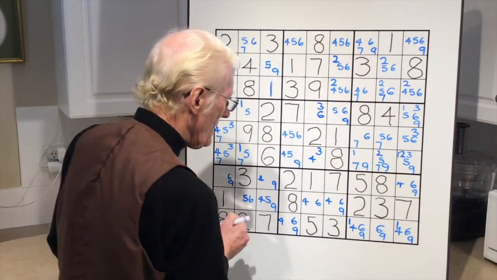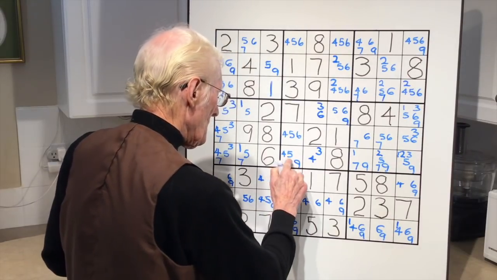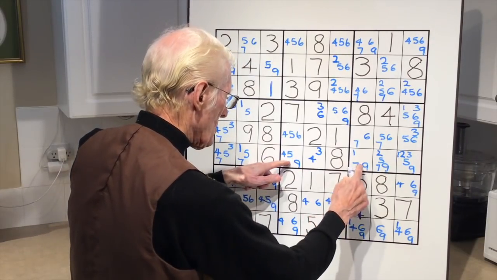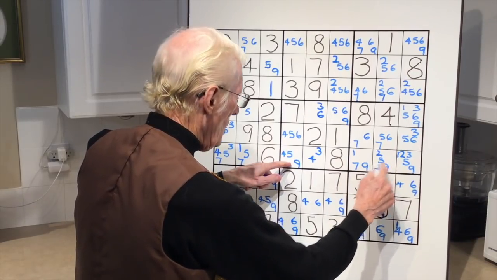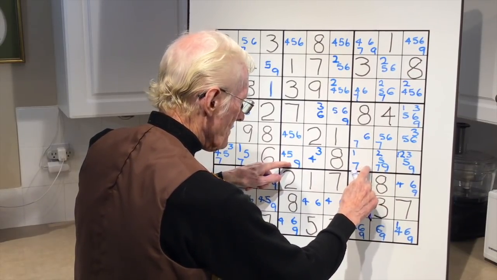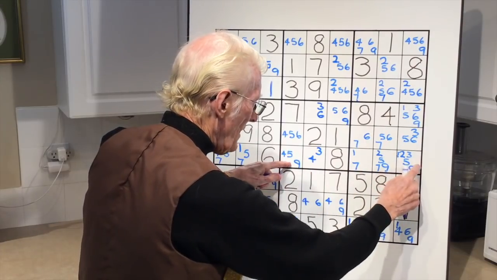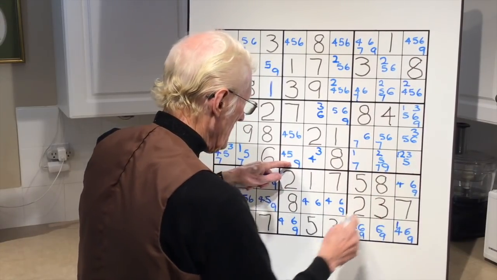Well, here's one here. Which part of the X-wing? These are two part of the X. These are two part of the X-wing. So we can get rid of that 9, and we can get rid of that 9. Now that's in that row.